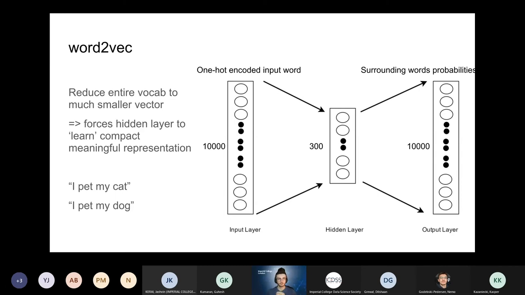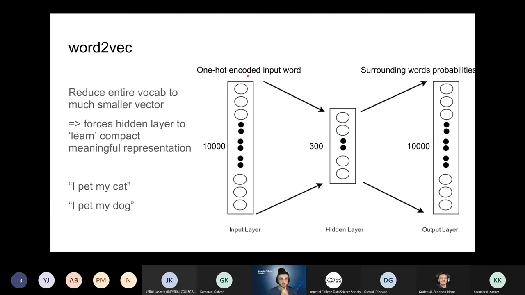The way we do that is that we have a huge data set of text, and say in our data set we have 10,000 words here, so this is our input. For every word in our massive text data set of Wikipedia articles, journals, whatever, we pick words, and for every word we try to predict the words that are around it. So say I have the sentence I pet my cat, and I pick the word cat, so I will be feeding that in as a one hot encoded vector.